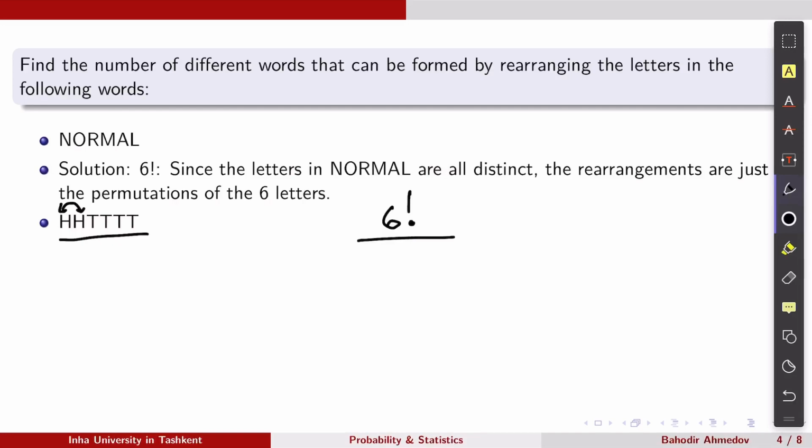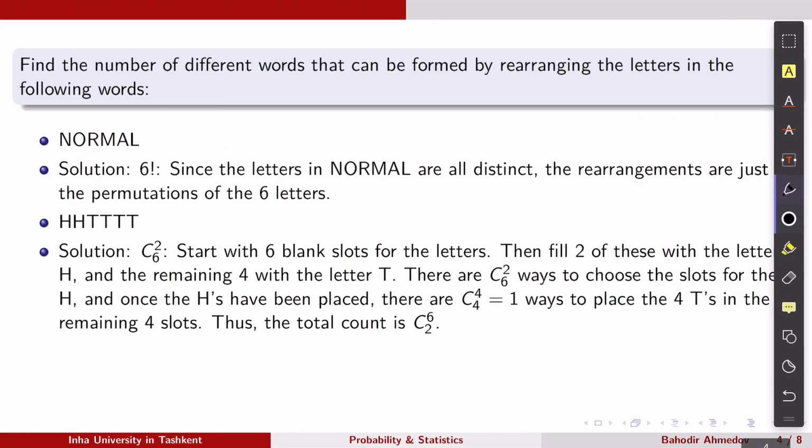So basically, there are 2 h's, so you have to divide this by 2 factorial. And 4 t's, it means that you have to, again, divide this by 4 factorial. And actually, you could just solve this as a combination of 6 and 2. So again, you need to think about why the formula of the combination is sometimes equal to the formula of the permutations. They are not always the same, but you need to think about this a little bit.